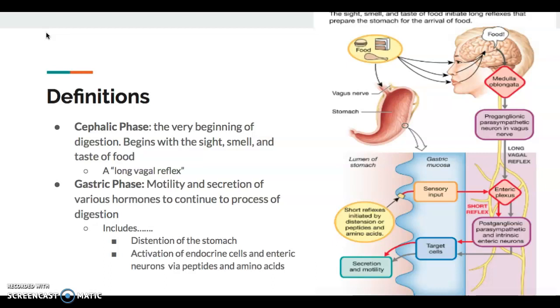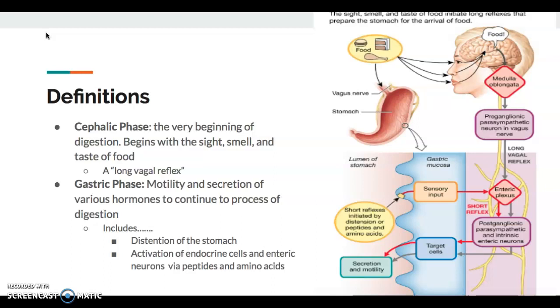When we think about food or smell food, we salivate, and our saliva contains acids that begin the process of digestion. The cephalic phase can also be referred to as a long vagal reflex. And then we have the gastric phase, which refers to motility and secretion of various hormones to continue the process of digestion.